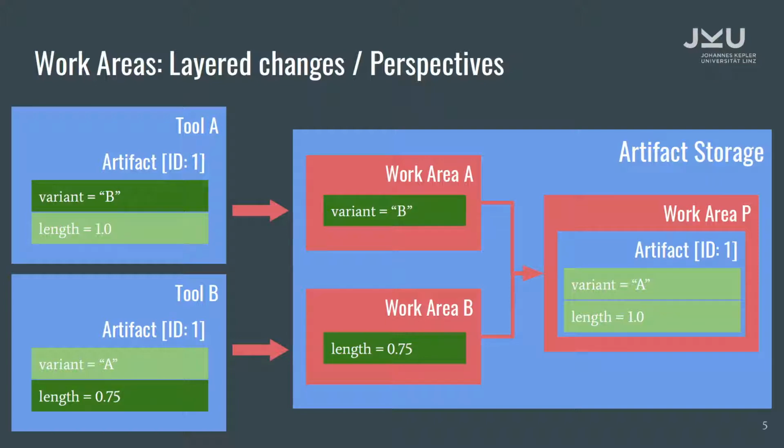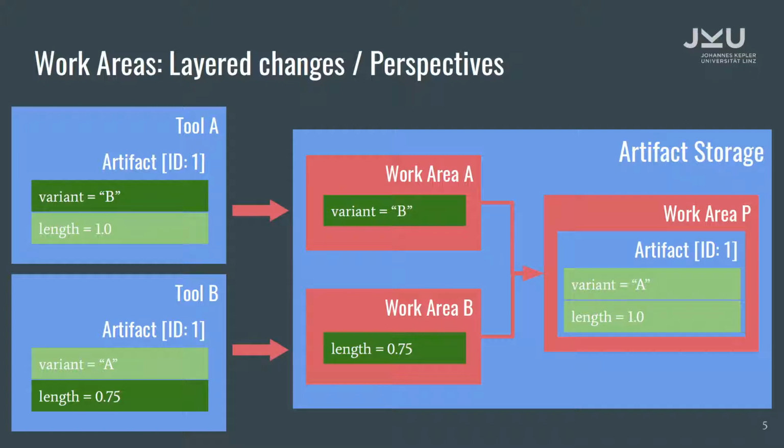So for example, in tool A, you have this artifact with ID 1. In our work area P, this variant has the value A and the length is 1, but in tool A you have variant B because this is a change from within that tool. That variant B is stored within work area A, and together with work area P, work area A and P construct the perspective of tool A on the artifact storage.